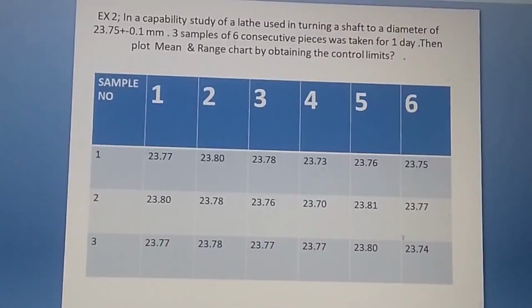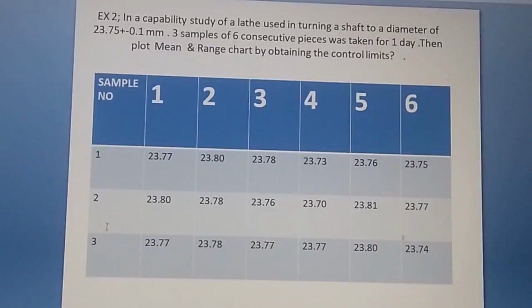So we are considering this example to determine the mean and the range chart, to plot them by using 3 samples taken having a subgroup size of 6. The question is: in a capability study of a lathe used in the turning of a shaft to a diameter of 23.75 plus or minus 0.1 mm, 3 samples have been collected, having 6 consecutive pieces taken for 1 day. Then plot the mean and the range chart by obtaining the control limits.